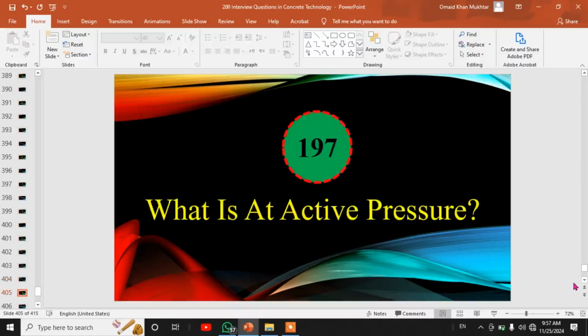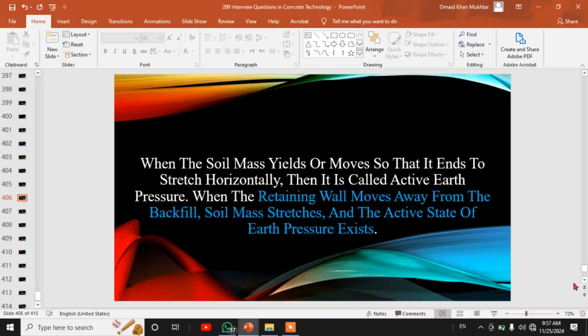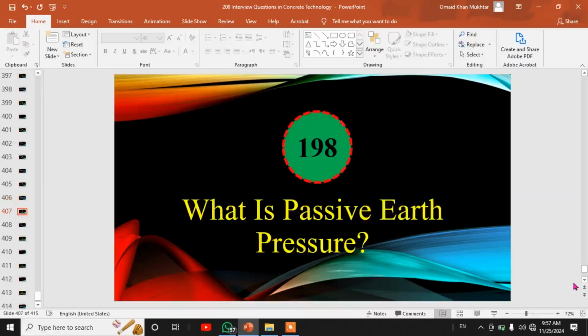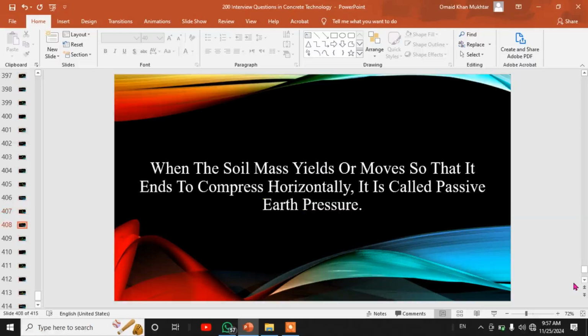197. What is active pressure? When the soil mass yields or moves so that it tends to stretch horizontally, then it is called active earth pressure. When the retaining wall moves away from the backfill, soil mass stretches and the active state of earth pressure exists. 198. What is passive earth pressure? When the soil mass yields or moves so that it tends to compress horizontally, it is called passive earth pressure.